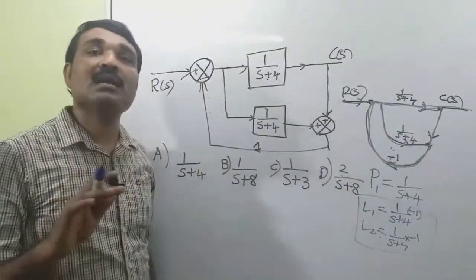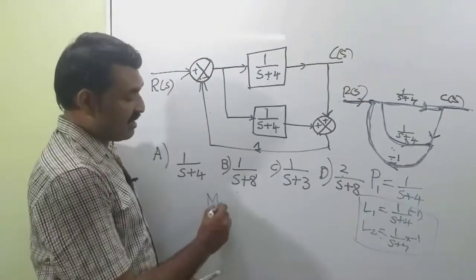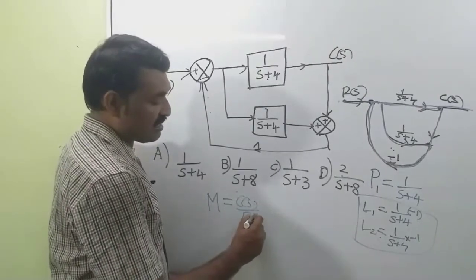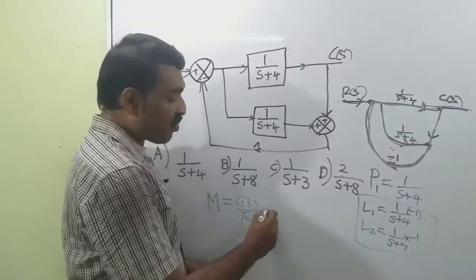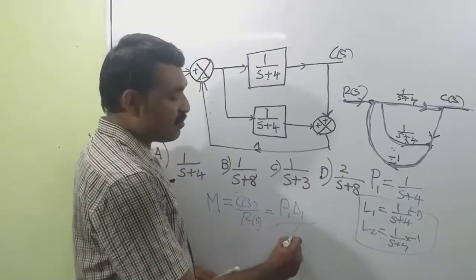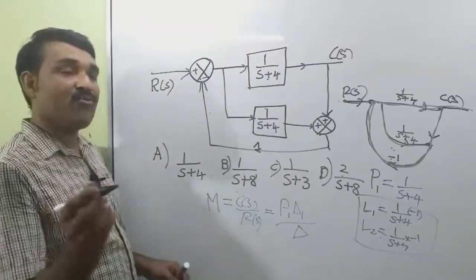So there is no non-touching loops. By making use of Mason's gain formula, the transfer function M, that is equal to C of S by R of S. And we have only one forward path. So P1 del 1 divided by del. Now we can find the value of del 1.